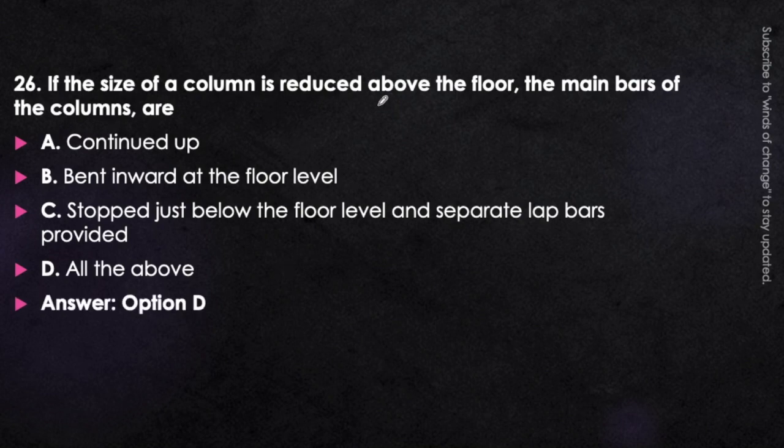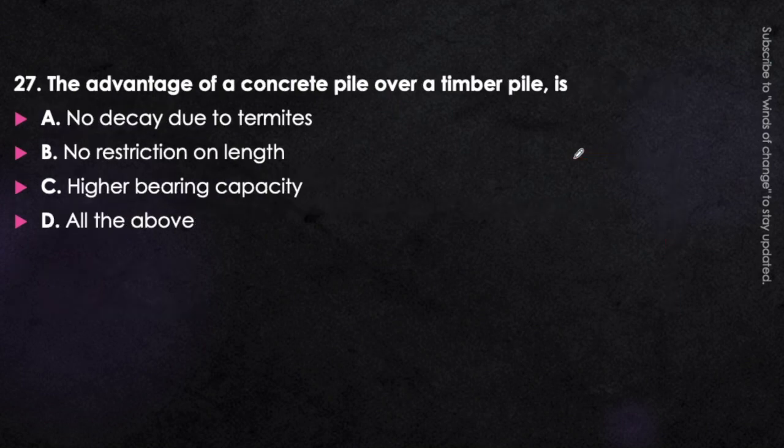If the size of the column is reduced above the floor, then the main bars of the column are either continued up, if there is a process of expansion that can occur in the future, or bent inward at floor level. It will be bent horizontally at the floor level, or stopped just below the floor level, and separate lap bars are provided. These bars coming from below are stopped here, then separate lap bars are provided to the floor. Okay, next question.